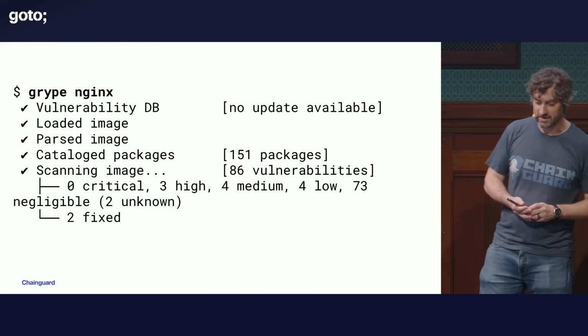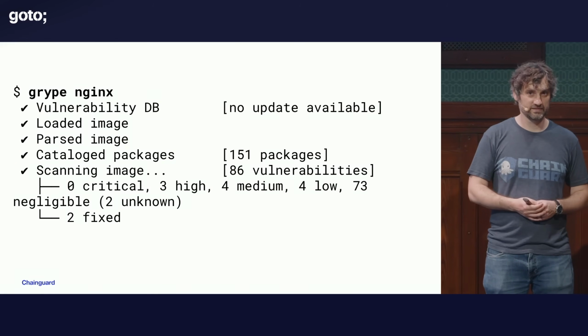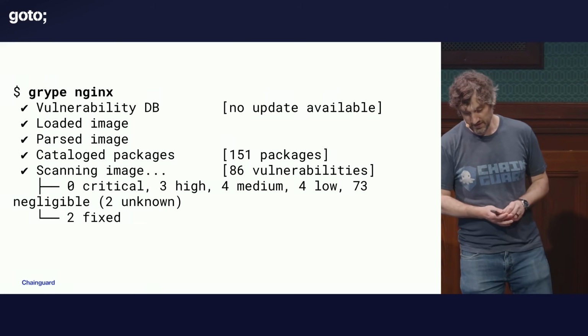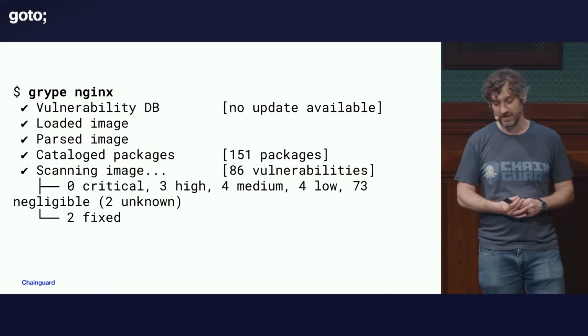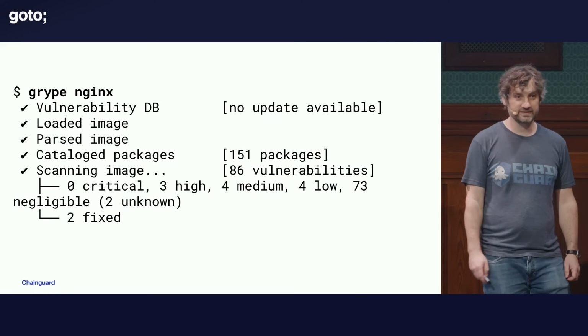So today in Nginx, we have 151 packages and 86 vulnerabilities. None critical, thankfully, but apparently 3 are high. There's 2 fixed. I'll explain what fixed means later.